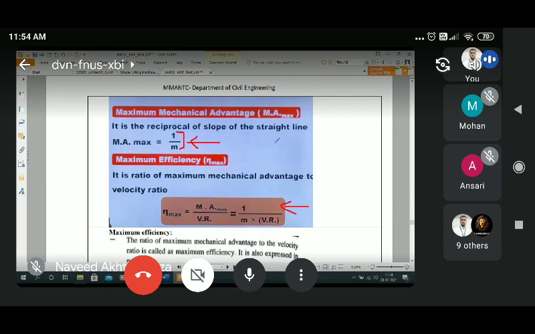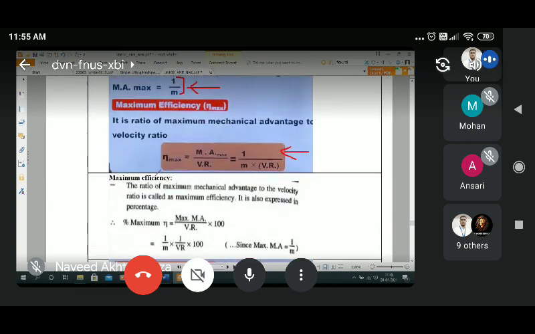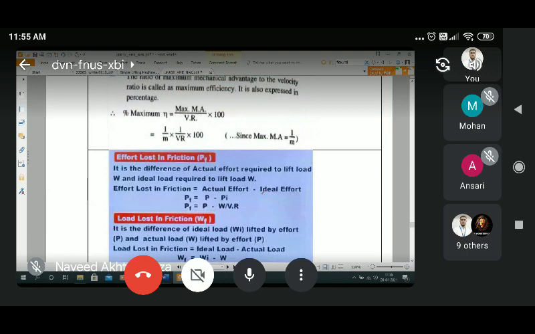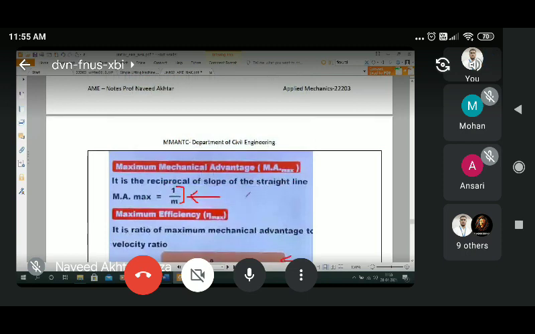So we'll stop here. I think you understand better, and there is no need to explain. If you still have any doubt, you can ask, because within 5 minutes you have another lecture. Effort lost in friction and other things we will see in the next class.